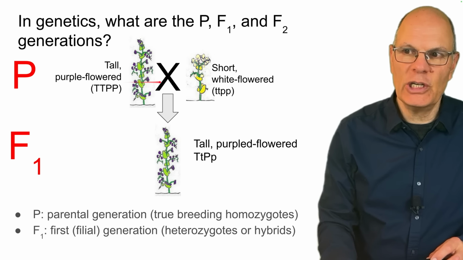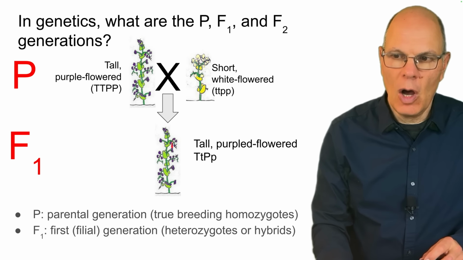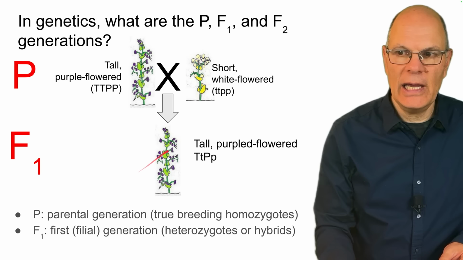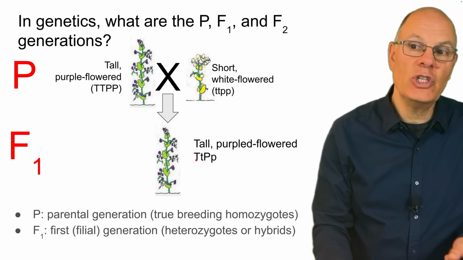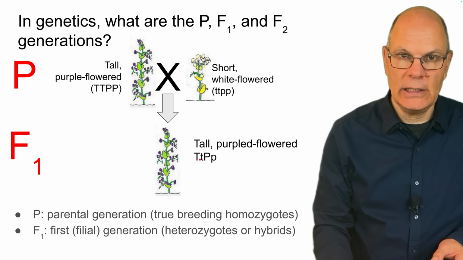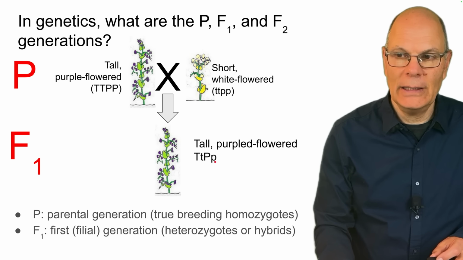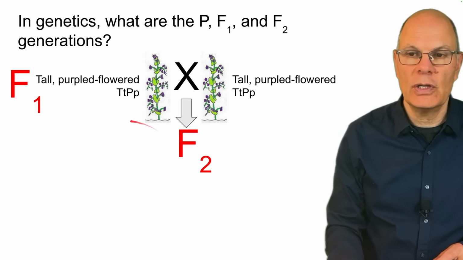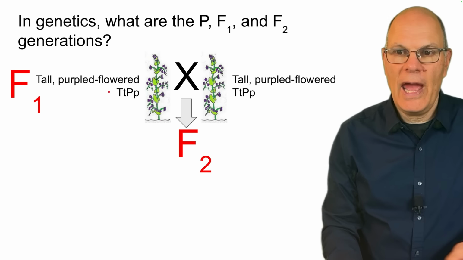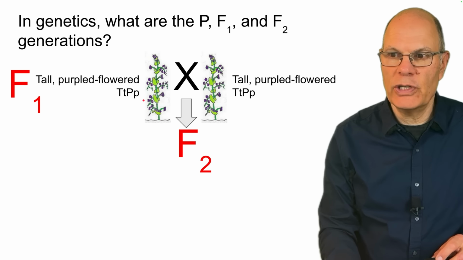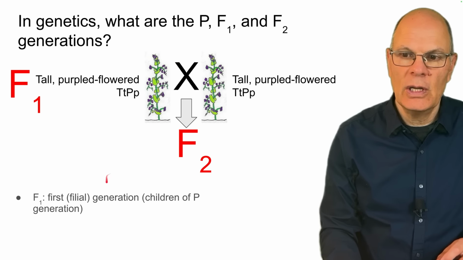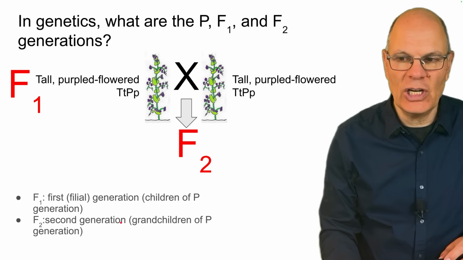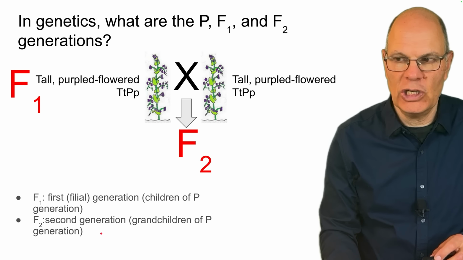When you breed the P generation together, those offspring are called F1s. It's the first filial generation. And in this case, they're heterozygotes. They're double heterozygotes because they're big T, little t, that's a heterozygote, and big P, little p. So double heterozygotes. Now, let's go from the F1s to the F2s. You breed together the F1 generation, these double heterozygotes, and you get the F2s. So the F1, that's the first filial generation. And the F2, it's the second generation. It's the grandchildren of the P generation.